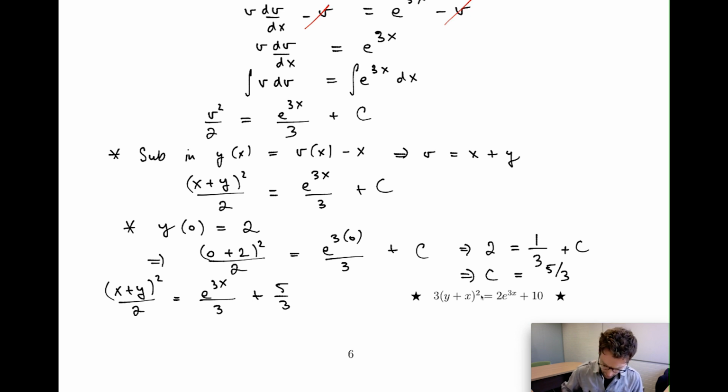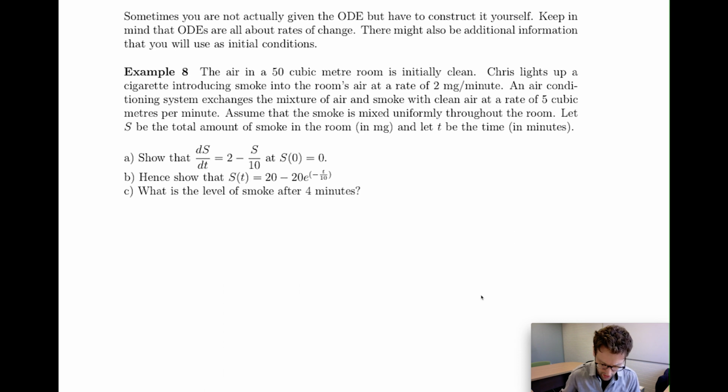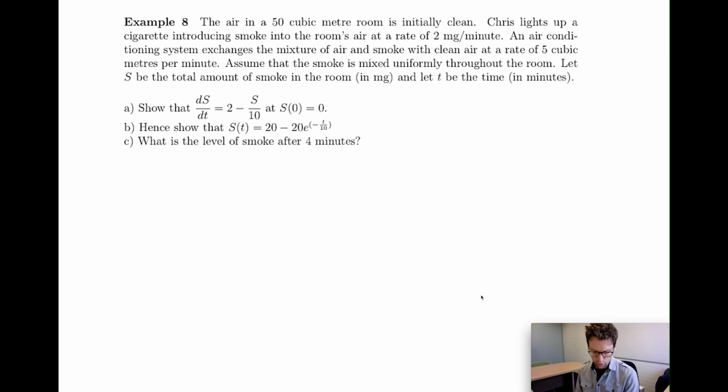Now, in our last example, we're going to take a look at a problem where we're not actually given the ordinary differential equation, but we have to build it ourselves from the information that we're given. Now, the thing to remember is that ordinary differential equations basically relate things that are changing. So we need to figure out what things are changing and how they're related. So in this problem, we're told that we have a room which has got 50 cubic meters of air in it. We've got someone who's lit a cigarette and is smoking away at a constant rate of 2 milligrams per minute. So they're adding smoke to the air at 2 milligrams per minute.